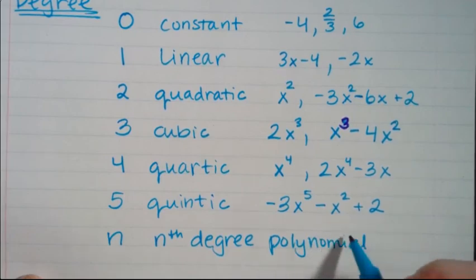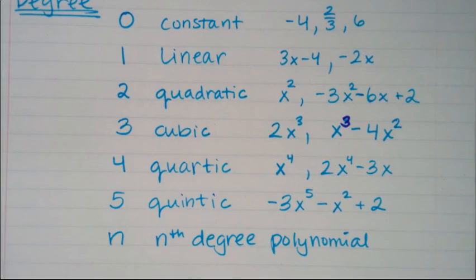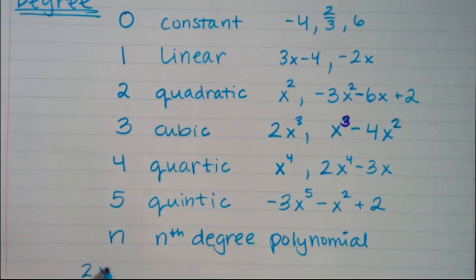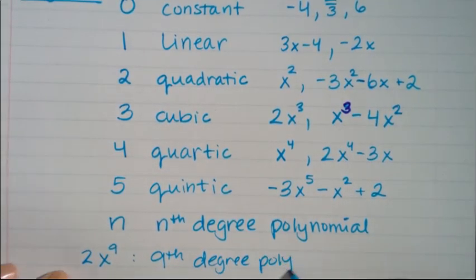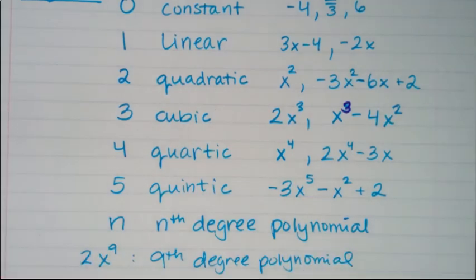Basically, what that's saying is if you had a degree of 8, you just say 8th degree. If the highest exponent was a 10, you'd say 10th degree. So for example, 2x to the 9th would be a 9th degree polynomial. That's all that means. Okay, and that's it for right now. We just wanted you to get some basic definitions out of the way so that we can start adding and subtracting tomorrow and multiplying, dividing, and doing all of that. That's it.